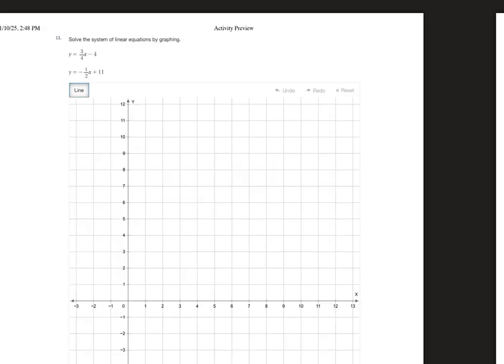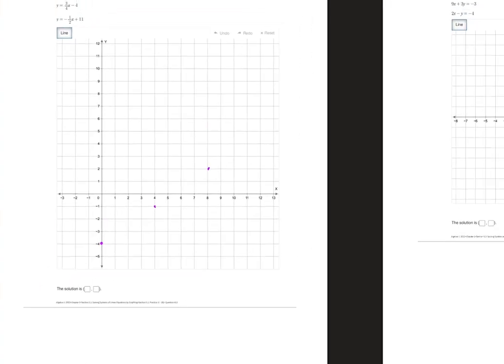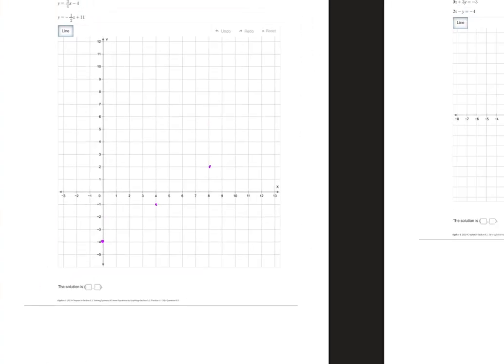Next, y-intercept negative 4, and the slope is 3/4. Rise 3, run 4. Rise 1, 2, 3, run 4. Okay. Looks like that. Looks like that, okay?